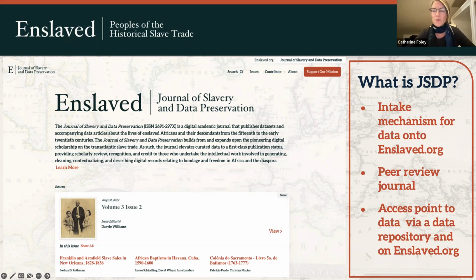panels of reviewers who are experts in the area to verify that the content is both within scope and meets the measure of seriousness for coming into the project. And it's a peer review journal, and the journal also serves as an access point for getting to the data sets themselves through links to the data repository and through the data on the linked open data representation of it on enslaved.org.